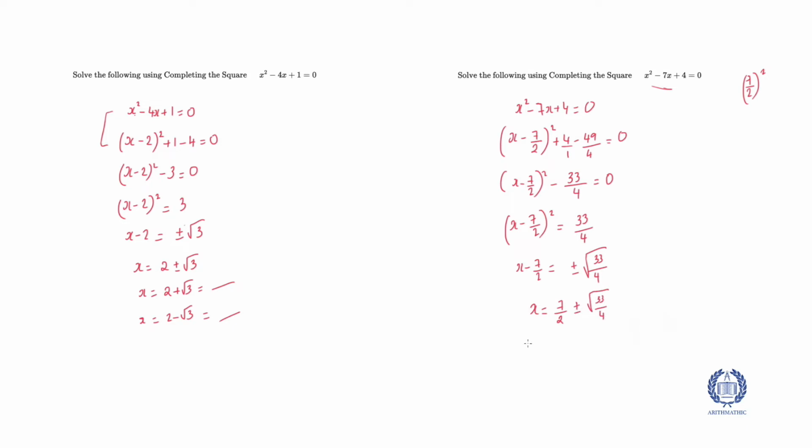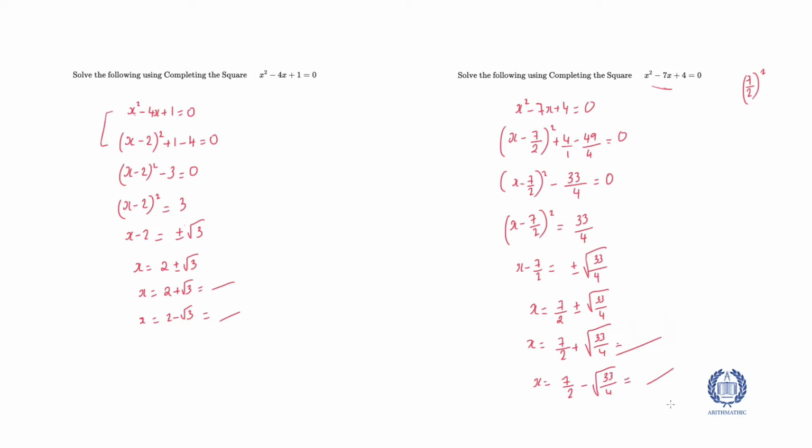of 33 over 4. So your two answers are 7 over 2 plus the square root of 33 over 4. That's one answer. And again, just put that in the calculator, it will give you the answer. And then the other one is 7 over 2 minus the square root of 33 over 4. And that's the other answer.